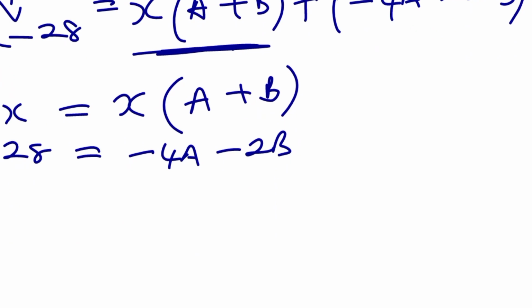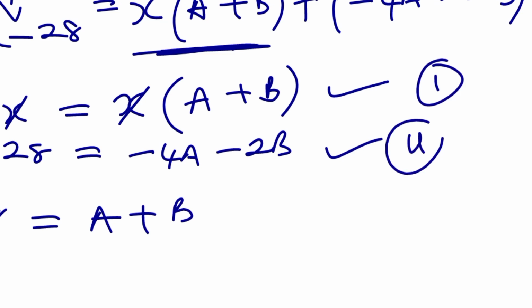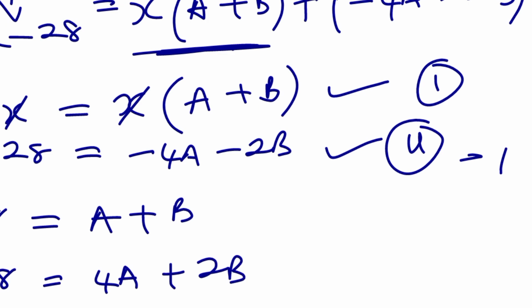So the x goes with x, and the one that doesn't have x goes with the one that doesn't have x. So we can see that in this first case, x can cancel x. So we are left with 8 equals a plus b. In the second one, we can multiply through by negative 1 to make everything positive. So we have positive 28 equals positive 4a plus 2b. So now let's say this is equation 3 and this is equation 4.